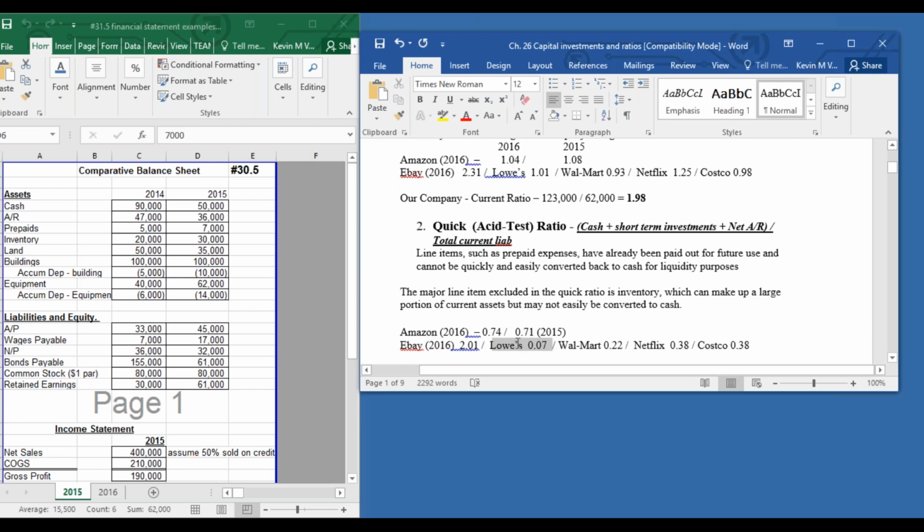It's going to be hard for Lowe's to pay on its current debt. It only has 7 cents for every $1 of debt. That's not a real good ratio. Whereas eBay, they're doing still quite well. They're still over 2 when they take out inventory and prepaids. So what I want you to do is do our company, and let's compare. How is our company doing on the quick ratio? Let's go ahead and pause and do that quick calculation.